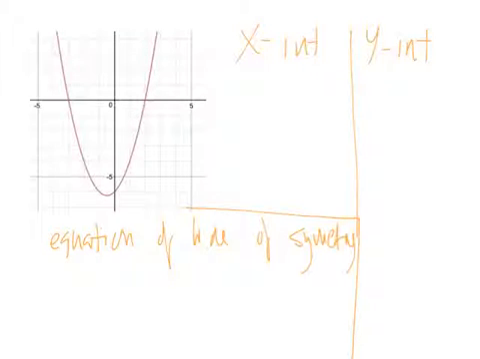So why don't you find the x-intercept and y-intercept of this parabola? Oh, I do notice that the equation is not written, so I'll write it out. The equation is y equals (x minus 2)(x plus 3). Okay, that's the equation. Find the x-intercept, y-intercept, and the equation of the line of symmetry.